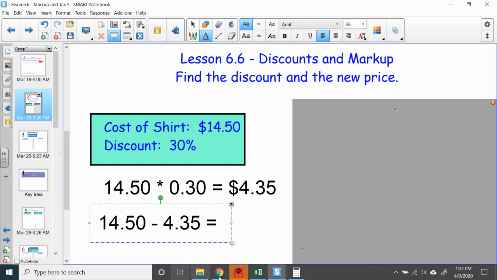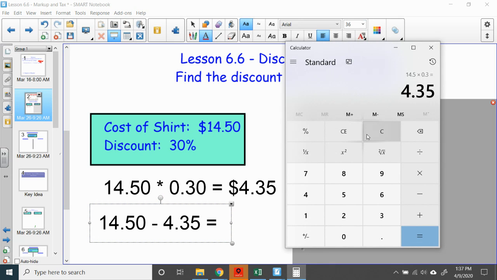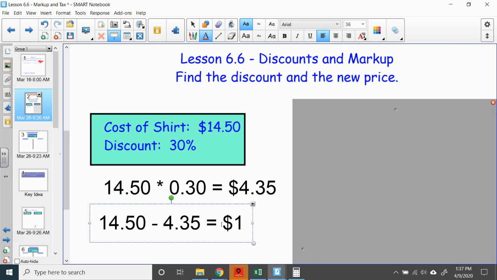Well, the discounted price would be the original price minus that $4.35. You can write that out by hand, or you can grab your calculator and subtract it. So $14.50 minus $4.35. And that would mean I would pay $10.15. So that would be how I would find the sale price, that discounted price. So I saved $4.35, and I'm going to pay $10.15.